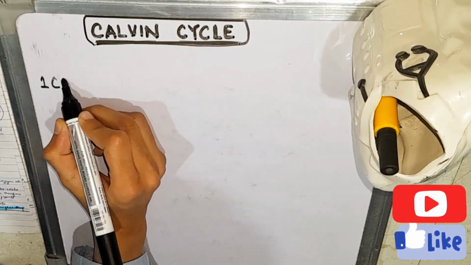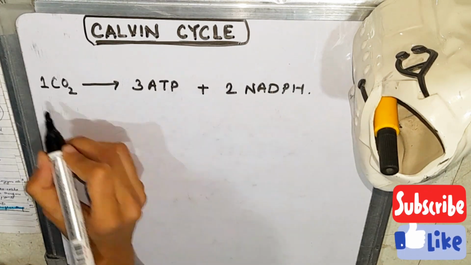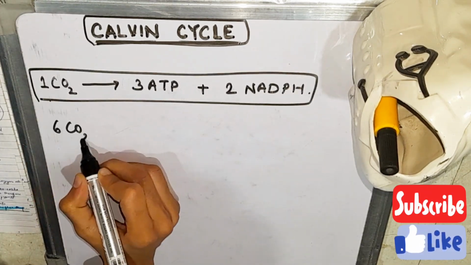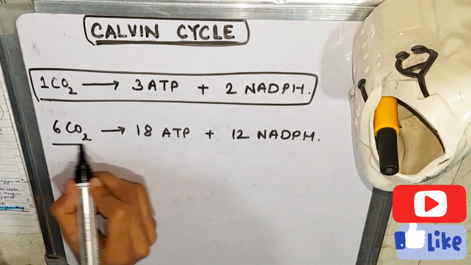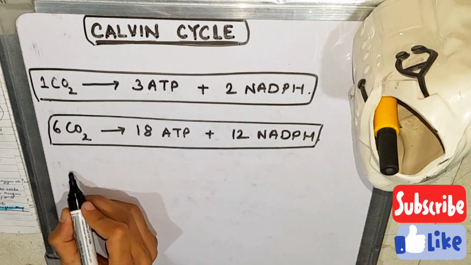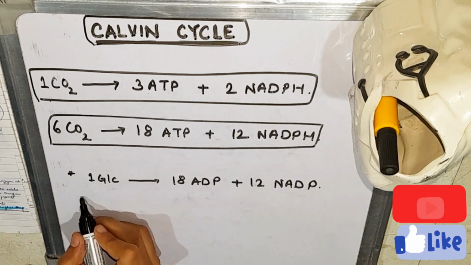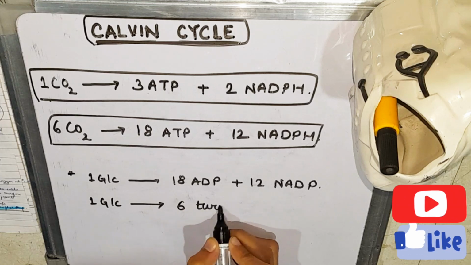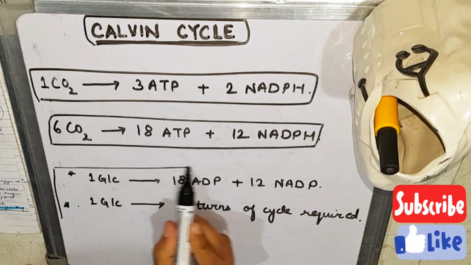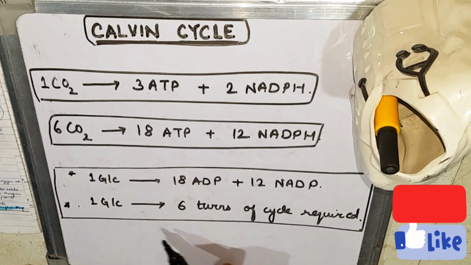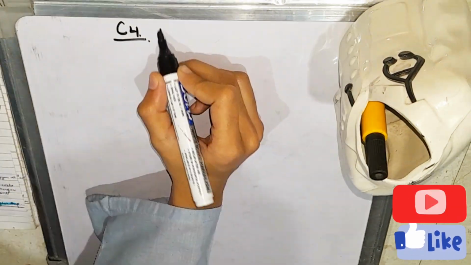Now let's summarize all the formulas together. 1 carbon dioxide requires 3 ATP and 2 NADPH. Similarly, for 6 carbon dioxide, 18 ATP and 12 NADPH will be required. For 1 glucose molecule, we require 18 ATP and 12 NADPH. And for 1 glucose, again 6 turns of the cycle are required. So these formulas are very important. Numerical questions usually come from these formulas.